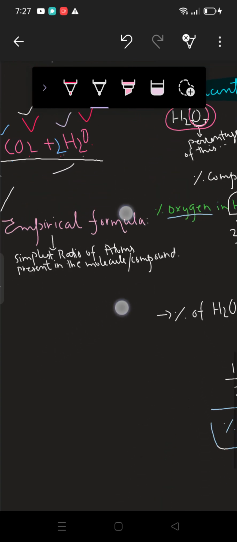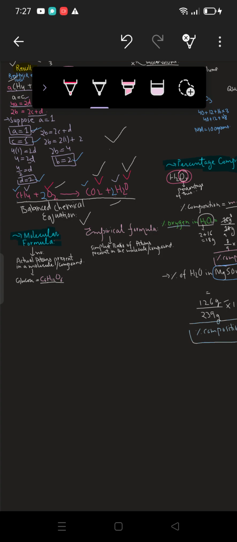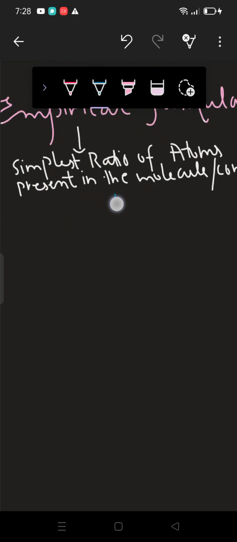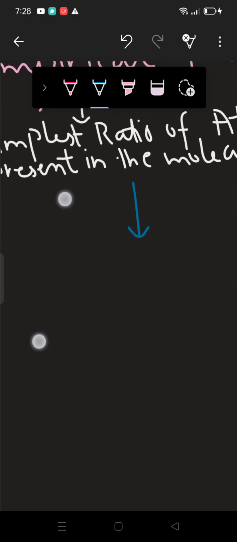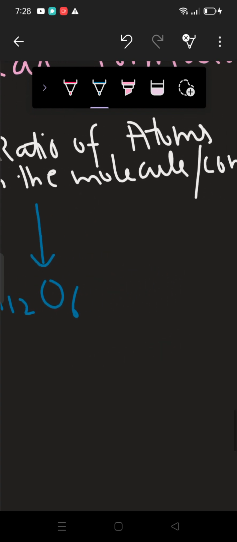It will not tell us the actual number, since the molecular formula tells us the actual number of atoms present in the particular compound or molecule. However, the empirical formula just gives us the ratio of the atoms present in the molecule or compound. Let's take that same example, right? We know the formula of glucose is C6H12O6. But here it is the molecular formula, right?